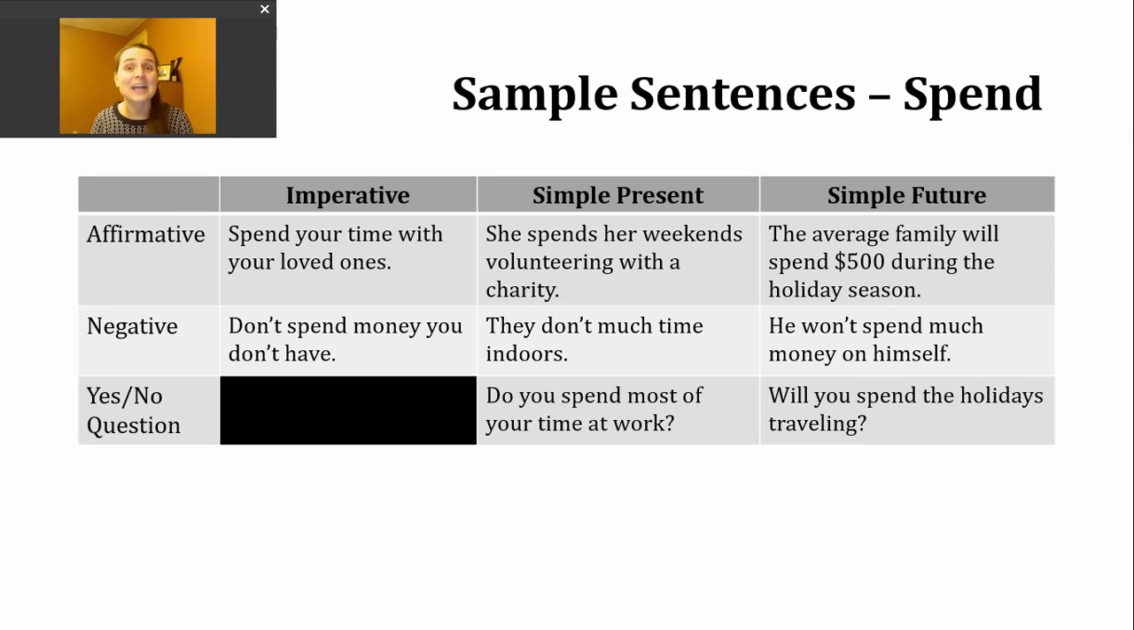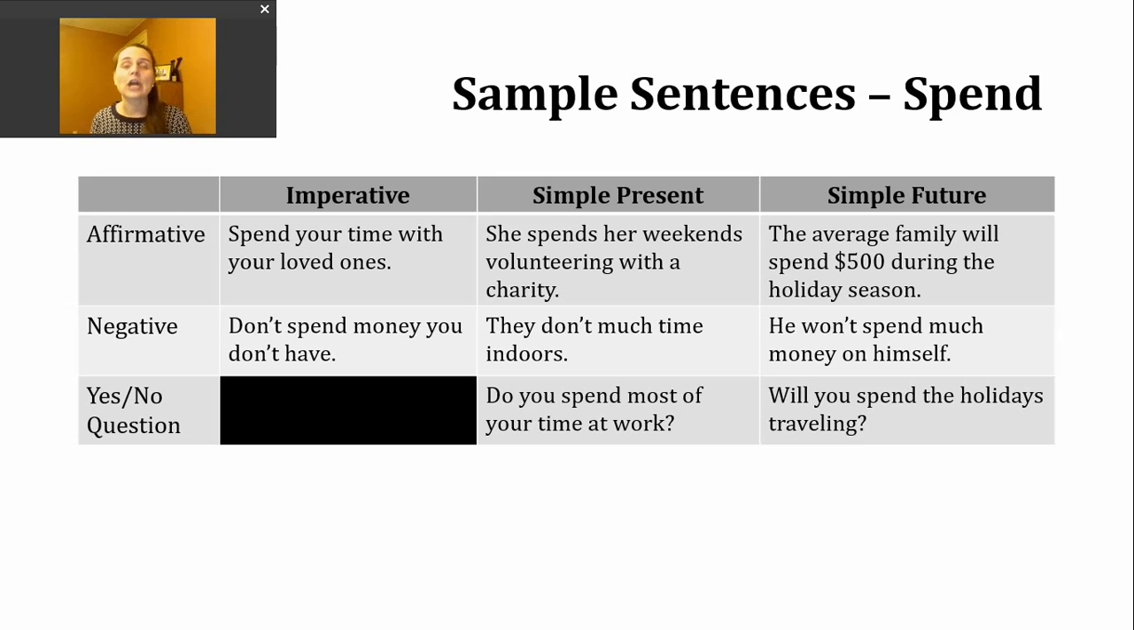So let's look at another example. Don't spend money you don't have. Well, this might be a command coming from a parent to a child. At least that's something I heard often as I was growing up and learning how to manage money.